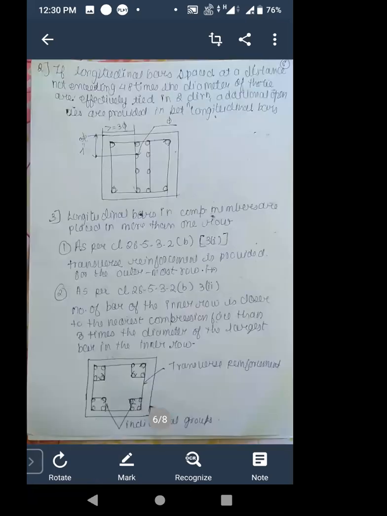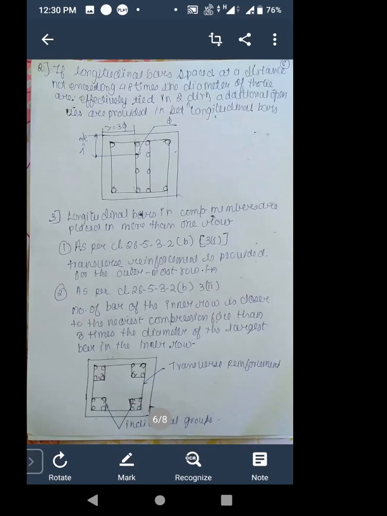Otherwise, if the distance between the two longitudinal reinforcement bars is greater than 75, then you have to provide it on all sides. Here, the longitudinal bars are spaced at a distance not exceeding 48 times the diameter of the tie, and are effectively tied in two directions, or additional open ties are also provided in between the longitudinal bars.